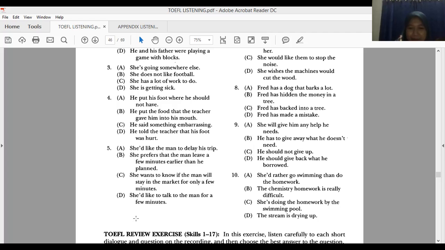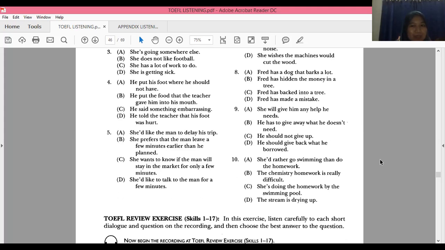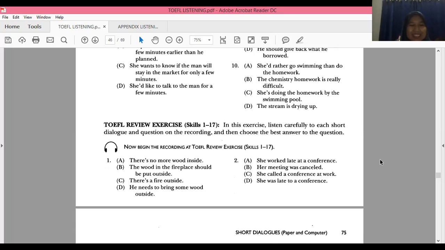And the last, bravo, is really difficult. How's the chemistry homework coming? It's like trying to swim upstream. Seperti berenang melawan arus. The chemistry homework is really difficult, doing something difficult. Yeah, that's how phrasal verbs and idioms are applied on the listening. How's the result? You know the answer.